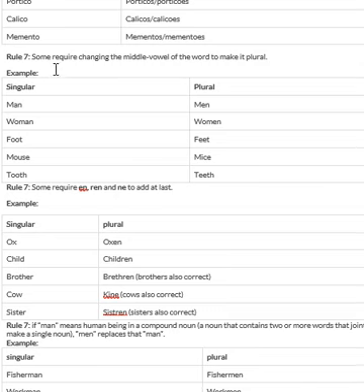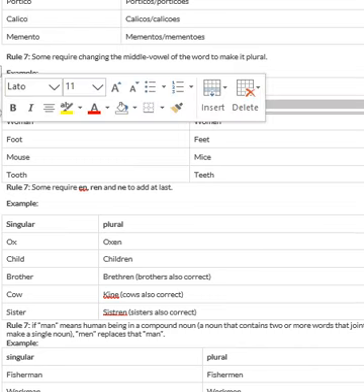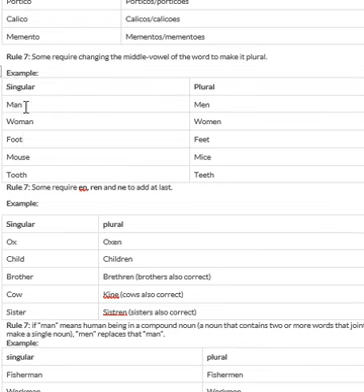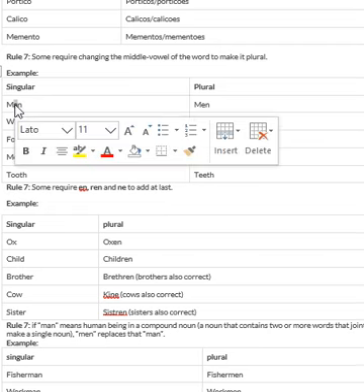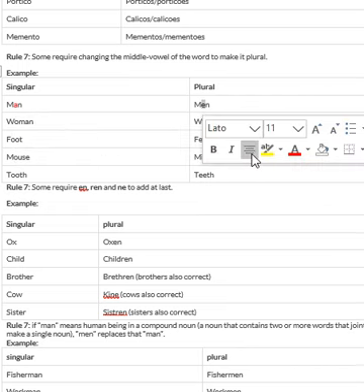There are some special nouns where to make them plural you cannot put S, ES or anything like that. You will have to change the vowel in the middle of the word. The middle vowel of the word is changed to make the noun plural. Man, M-A-N, becomes M-E-N to make it plural. Only the middle vowel is changed. Man becomes men. Man, men.